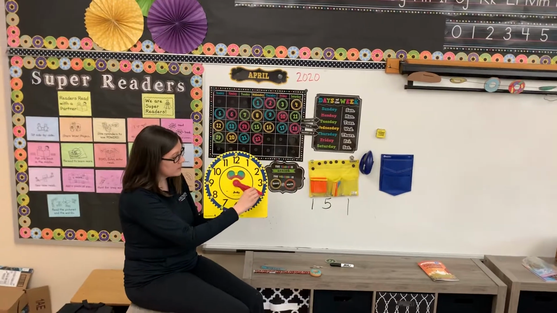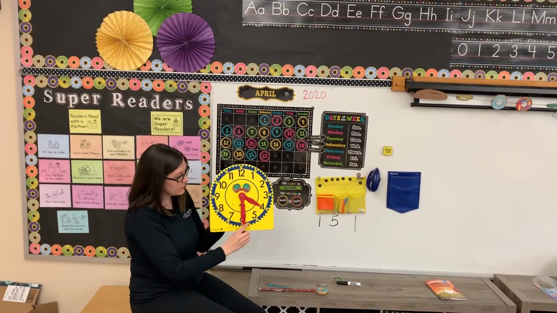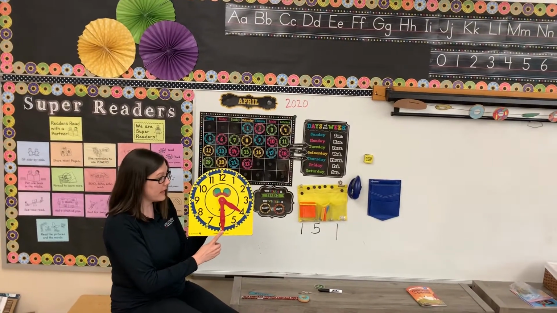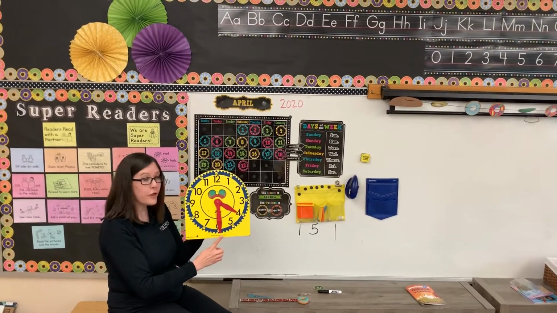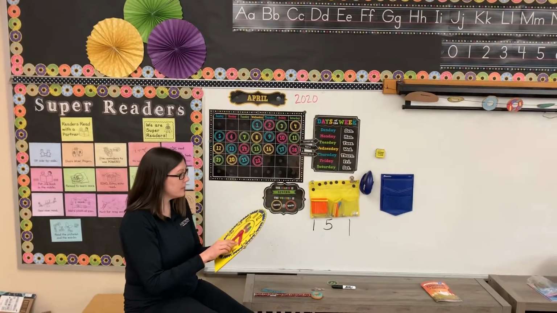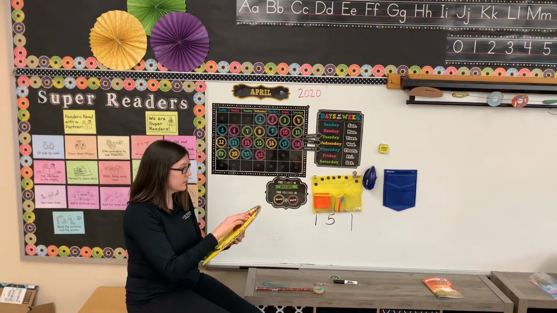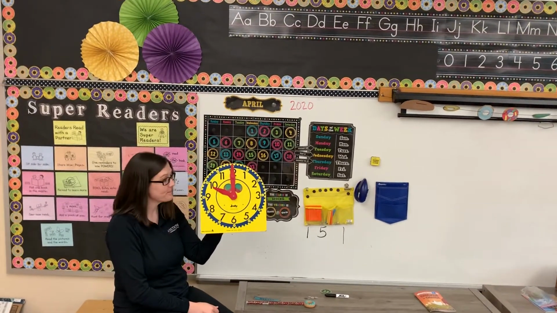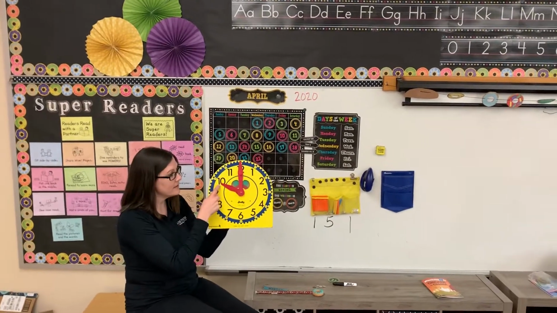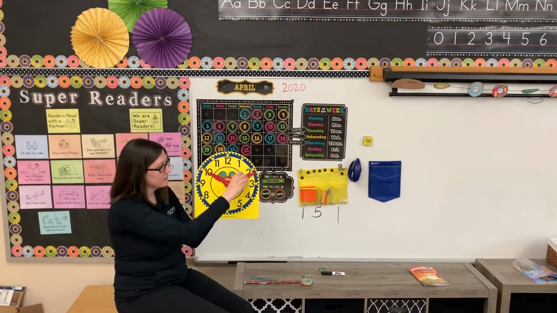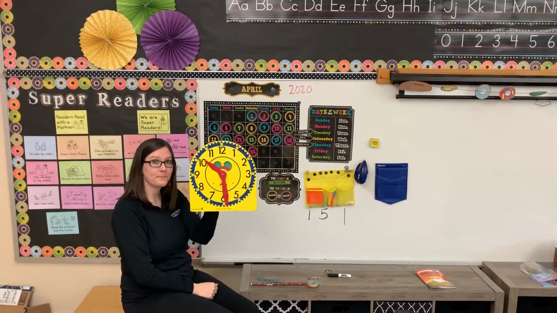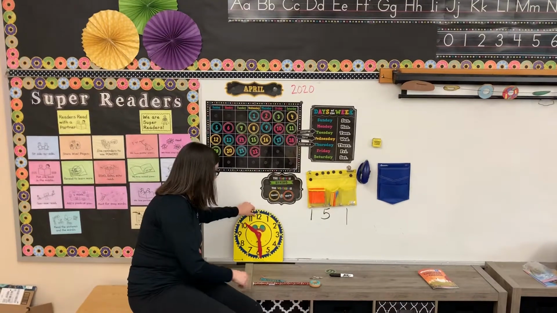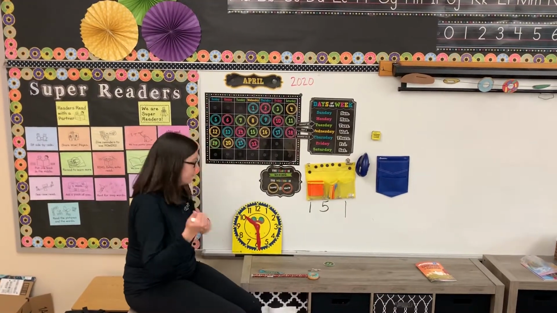Do you remember what happens when the big hand is all the way down on the 6? When the big hand is all the way down on the 6, we say 30. So this clock now shows 4:30. Let me see. What time does the clock show now? Go ahead and say it. 10 o'clock. What about now? 10:30.